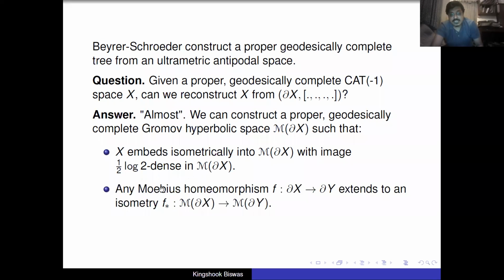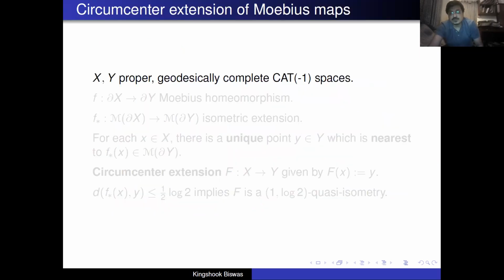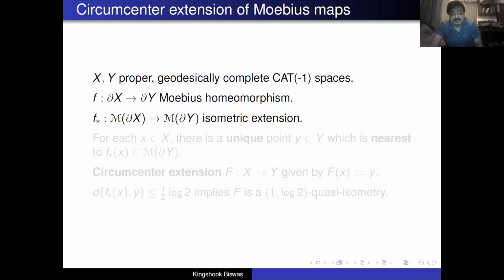And any Moebius homeomorphism between boundaries ∂X to ∂Y extends to an isometry f star from M of ∂X to M of ∂Y. So this is a functorial construction. And this leads to what's called a circumcenter extension of Moebius maps. So suppose X, Y are proper geodesically complete CAT(-1) spaces, and F is a Moebius homeomorphism between their boundaries. Then we have this isometry F star from these Gromov hyperbolic spaces M of ∂X to M of ∂Y.